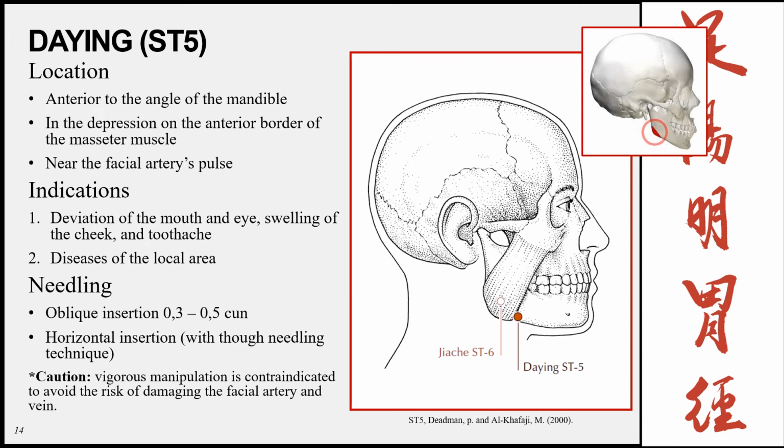The next point is Daying, stomach 5. So this point lies anterior to the angle of the mandible. And we talked about what the angle of the mandible was in the previous slides. So that's this here, this angle here. And then we're going in the depression on the anterior border of the masseter muscle. So in this image, they've clearly shown the masseter muscle over here. And we've got to be on its anterior border as well as being anterior to the angle of the mandible, which would put it in this region.